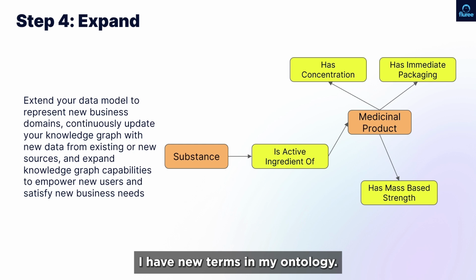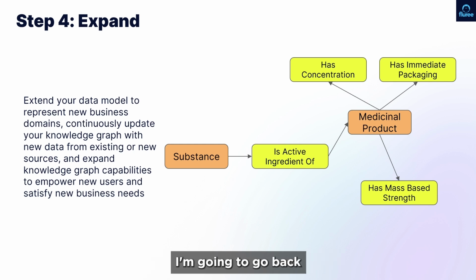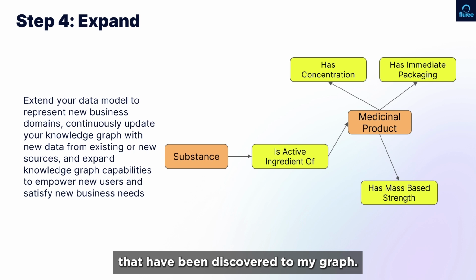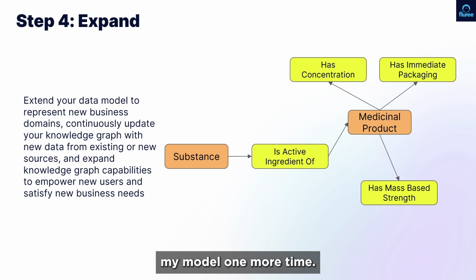I have new terms in my ontology. I'm going to go back and I'm going to train the machine learning models how to map structured and unstructured data. I'm going to then link and connect the new IRI relationships that have been discovered to my graph. And then I'm going to keep going. I'm going to expand my model one more time. And this way we can iterate through, start very small, very piecemeal, but keep working our way bit by bit to the point that we now start rolling in multiple ontologies, multiple large ontologies, small ontologies, etc.